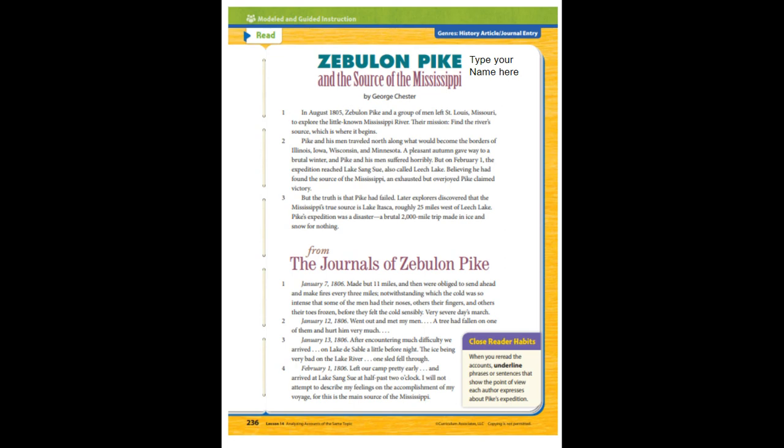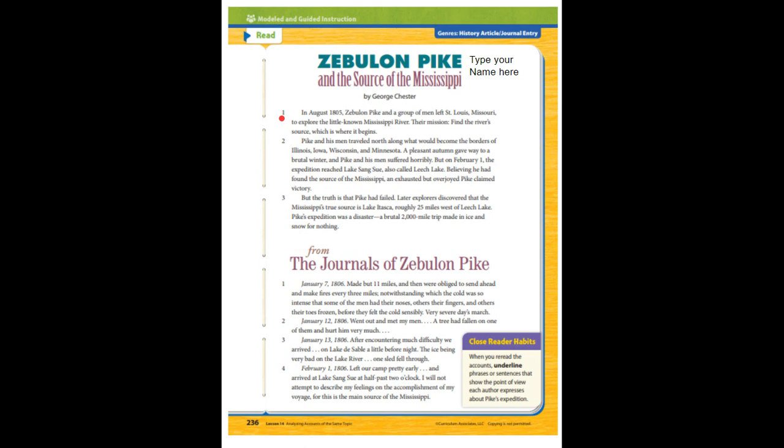So what I am going to do is read this to you, stop, and focus on a few key sentences. Then I am going to turn it over to you guys to complete the chart and the short response. So let's get started. Here we have Zebulon Pike and the Source of the Mississippi by George Chester. Let's look at paragraph 1 right here.